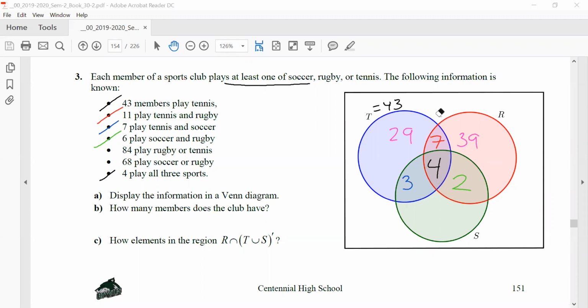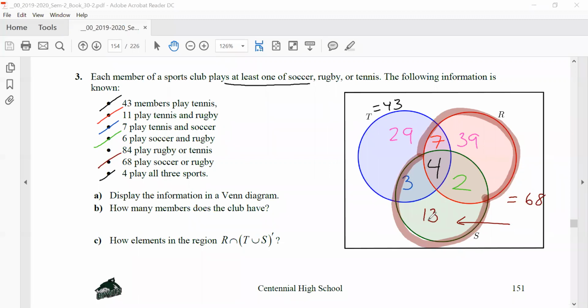What have I got? Let's go to pretty maroon. I've got 68 that play soccer or rugby. So soccer or rugby. So I'm going to highlight that. There's the people that play soccer or rugby. So those 2 added up together add up to 68. So this region here, soccer only, I'm going to subtract all these numbers. So I'm going to go 68 minus 39 minus 7 minus 4 minus 2 minus 3. That's going to give me 13.